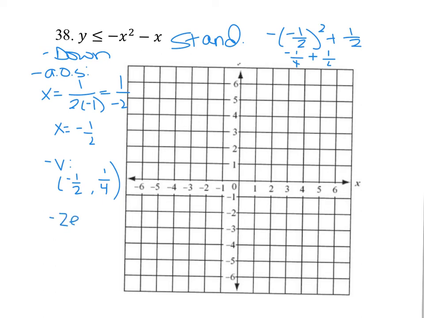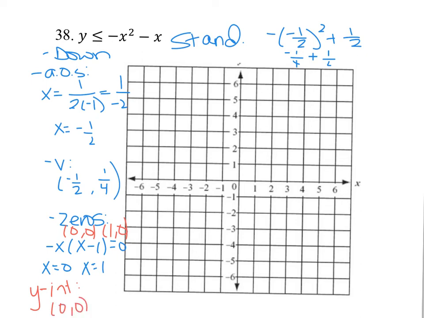My zeros, I have to factor, so I have to take out a negative x, so I'm left with x minus 1. So if I set it equal to 0, I have x equals 0 and x equals 1. So my zeros will be 0, 0, and 1, 0. And my y-intercept, I'm going to plug 0 into everything. My y-intercept is just c, so 0, 0.